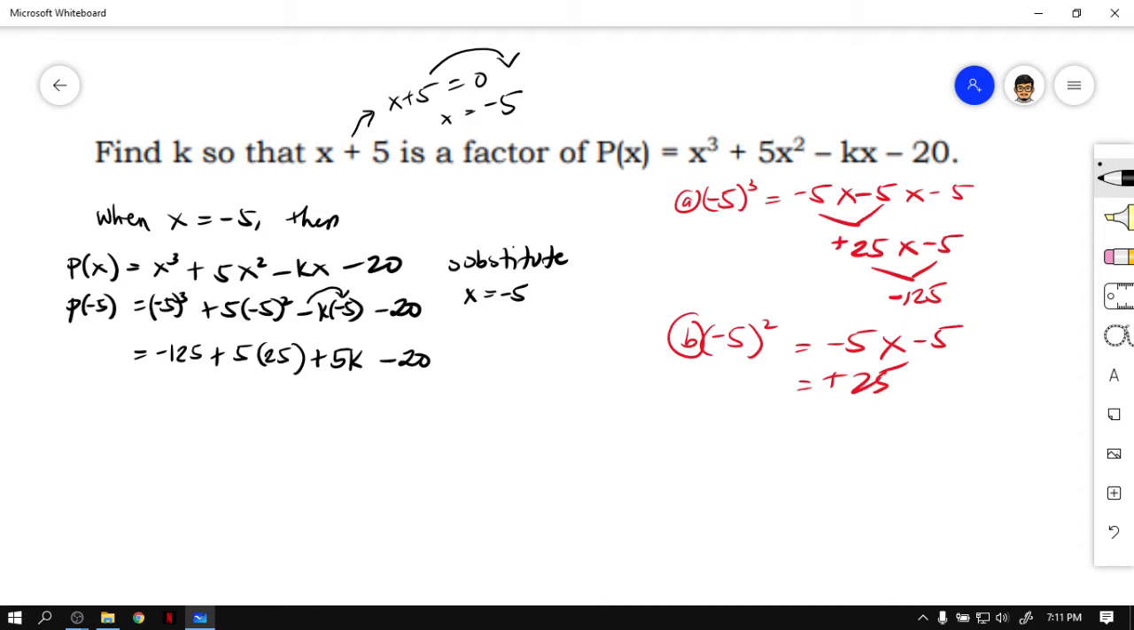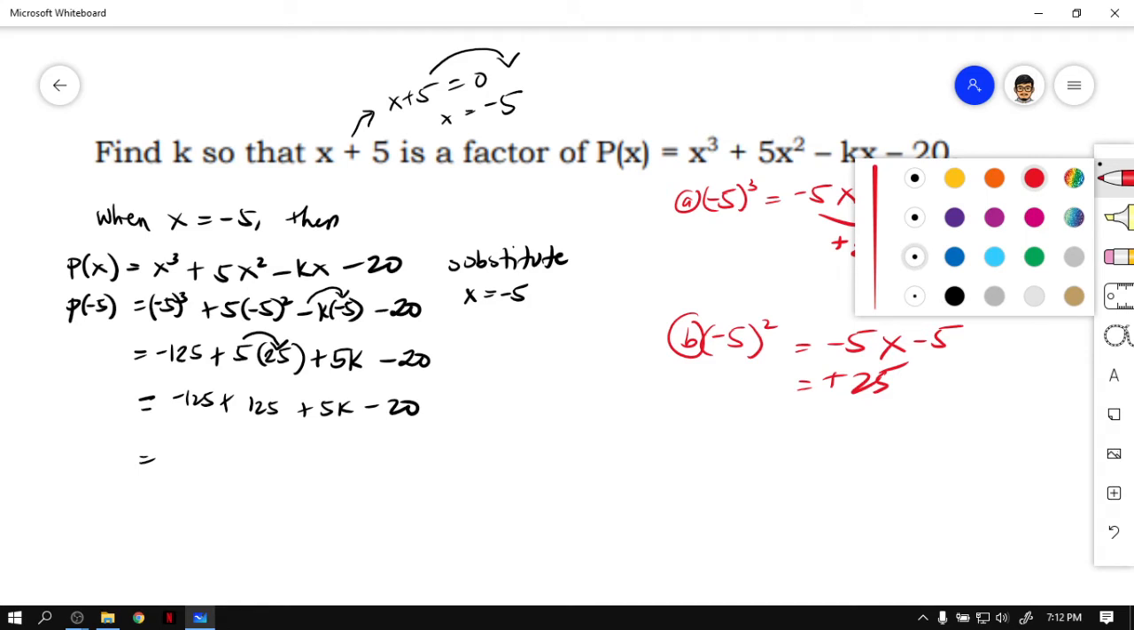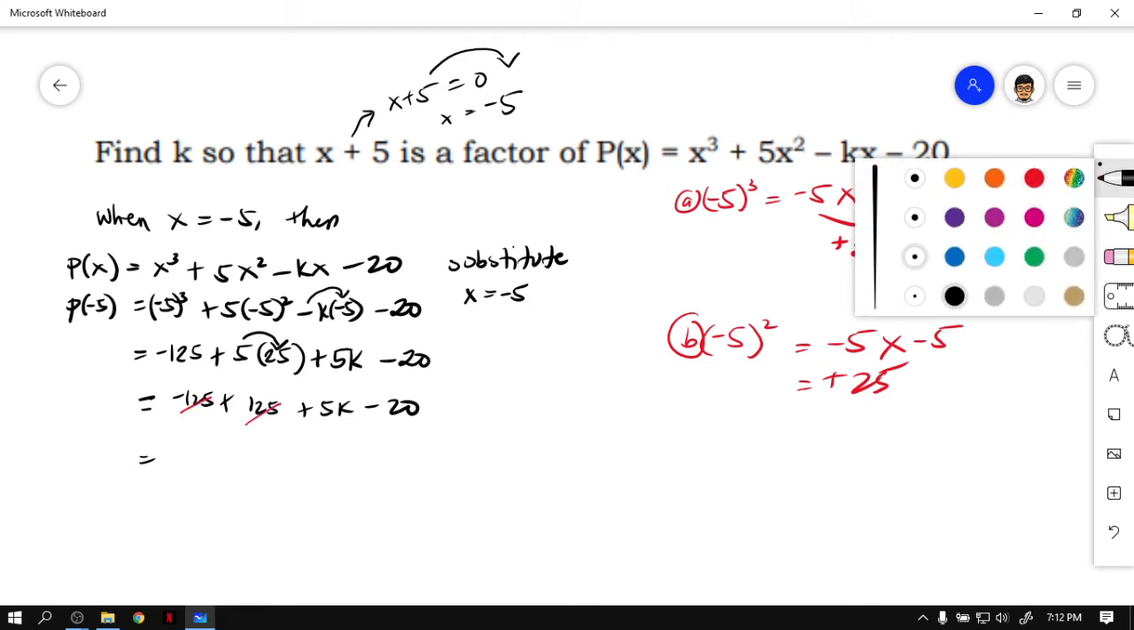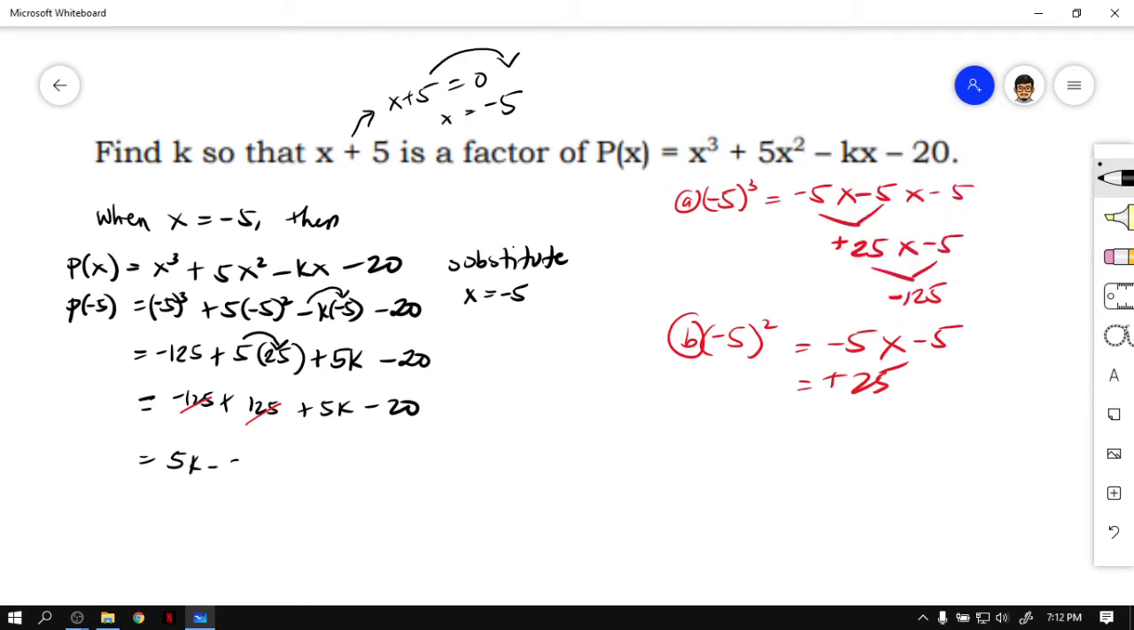Next, we have to evaluate, or should I say we have to perform the indicated operation. Negative 125 plus 5 times 25, nakuha na natin yon, 125 plus 5k minus 20. Okay? Negative 125 plus 125 is 0. So, cancel. So, ang matitira sa atin ay 5k minus 20. So, P of negative 5 is equal to 5k minus 20.